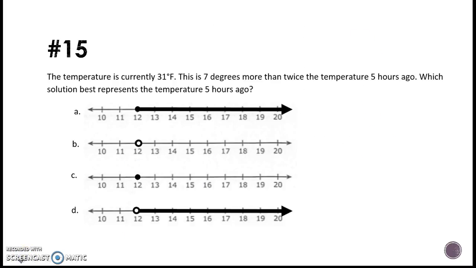All right, 15. The temperature is currently 31 degrees Fahrenheit. This is 7 degrees more than, okay, 7 degrees more than. So I'm adding 7 degrees more than twice the temperature 5 hours ago. Which solution represents the temperature 5 hours ago? So that's x. So twice x plus 7. It is currently, so is 31. Go ahead and solve.